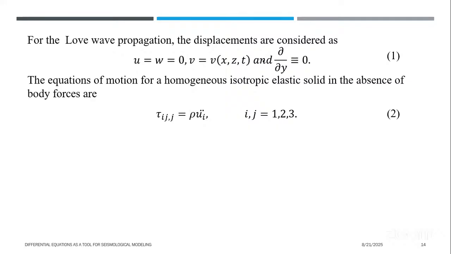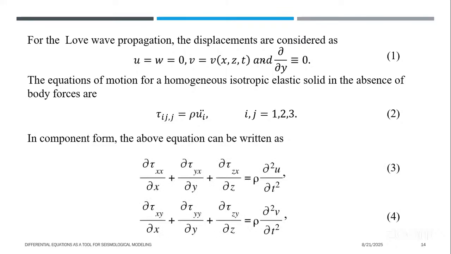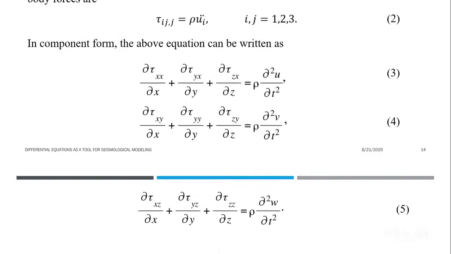It's written in tensor notation, where tau ij is the stress, and comma j means partial differentiation with respect to j. j varies from 1 to 3, corresponding to the partial derivative with respect to x, then y, then z. And ui varies from 1 to 3, so u1 is u, u2 is v, and u3 is w. If you write the same equation 2 in component form, although it's written in tensor form, it will give rise to equation number 3, equation number 4, and equation number 5.